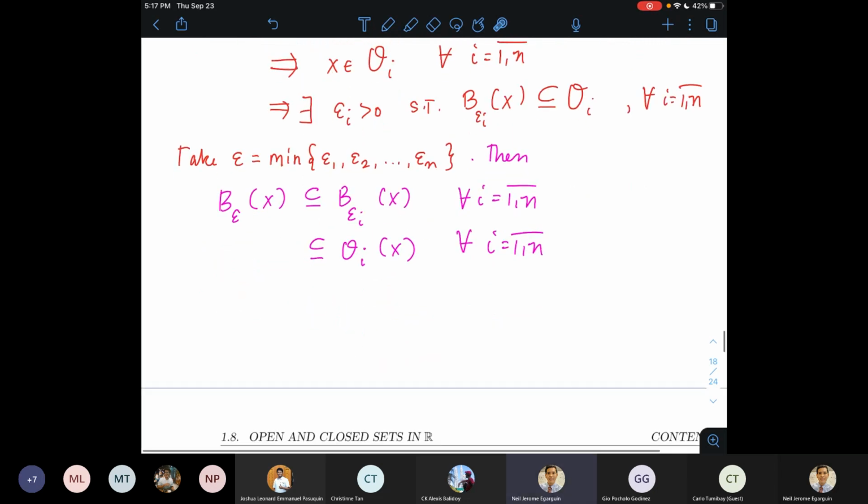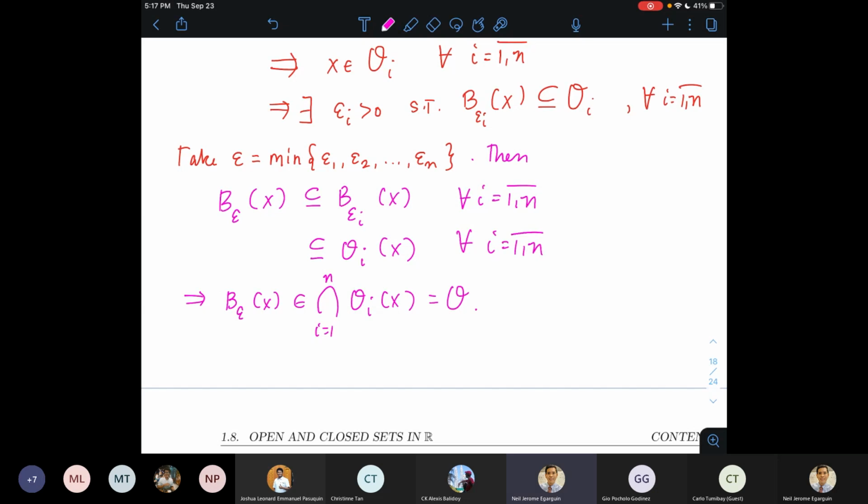So therefore, dahil nasa loob siya ng lahat ng OIs, ibig sabihin, yung B sub epsilon of x ay nasa loob ng intersection ng lahat ng mga OIs. Nasa loob siya ng bawat isa sa mga OIs. Therefore, nasa loob din siya dun sa intersection ng lahat ng mga OIs. Okay? Which is basically the set O.